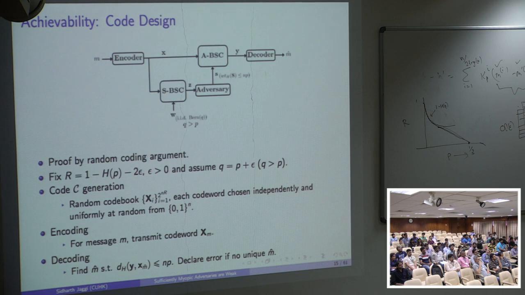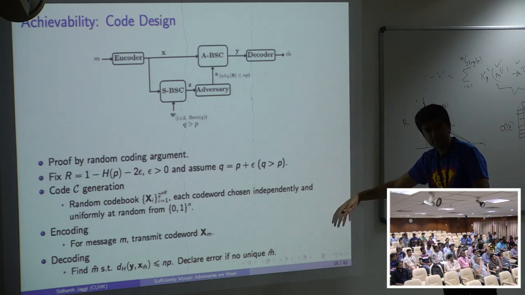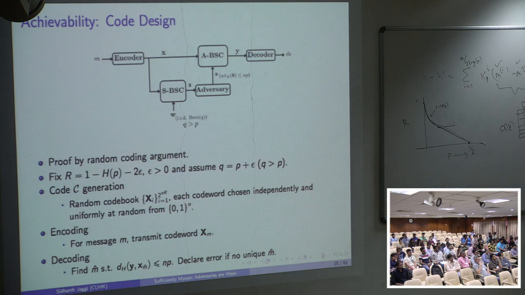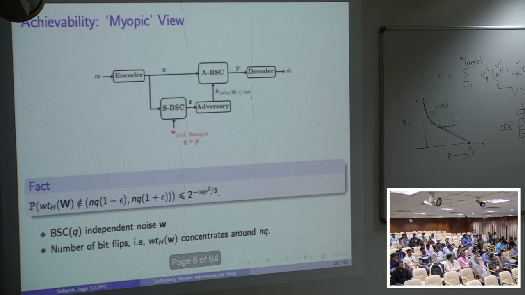Right. So as I said, codebook design is just random. You choose 2 to the n code words uniformly at random from {0,1}^n. Encoding, just transmit that code word. Decoding, choose the nearest code word, and declare an error if there's nothing, whatever. All right. So yes.